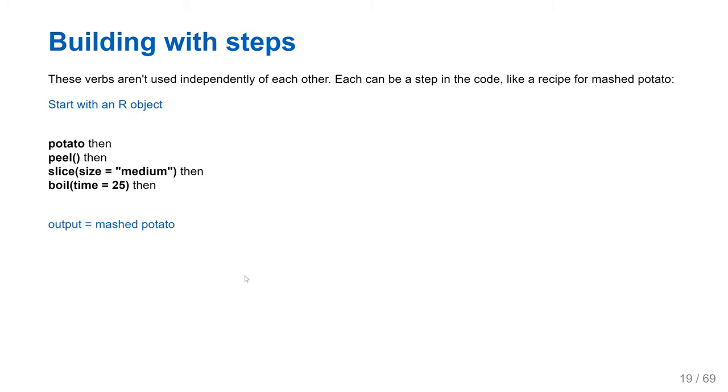And then you might have noticed from last week when we were working with ggplot that there was this plus operator that we were using. dplyr verbs also, I wouldn't say it's a similar operator, but they logically work the same way in that it just tells the dplyr verb that there's a step following after it. So it basically tells the dplyr verb that we're not done with the operation yet. We still want to peel, we still want to slice, and we still want to boil.